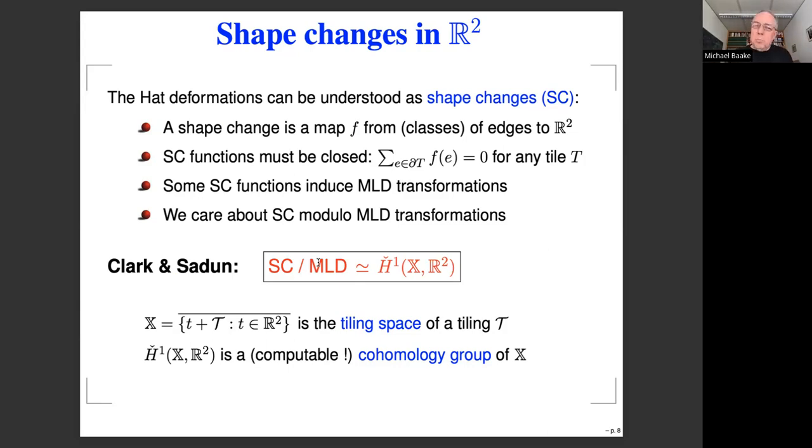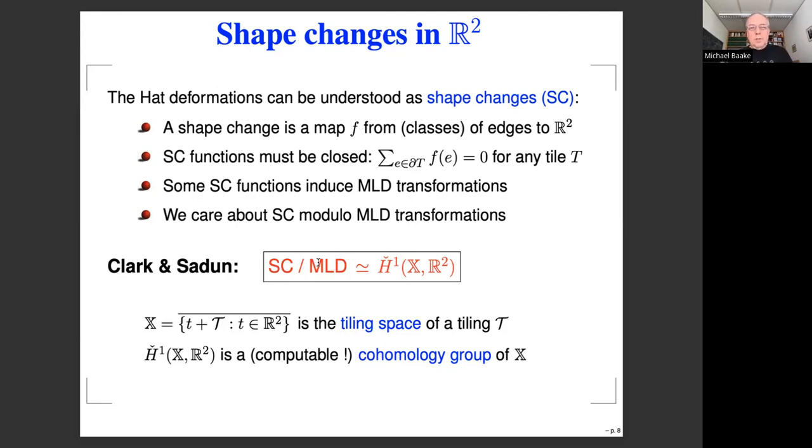But there are many more possibilities of shape changes, and we are interested in the ones that are closed if you sum the changes along the edges of a tile. So if we sum over all edges that are at the boundary of a tile, and we sum this f of e, each f of e is a vector in R2, that should give 0, because if it doesn't, then you would make a shape change that turns the tile into something different. In particular, it's no longer a tile because it would be open or whatever. That's a requirement we need to have.